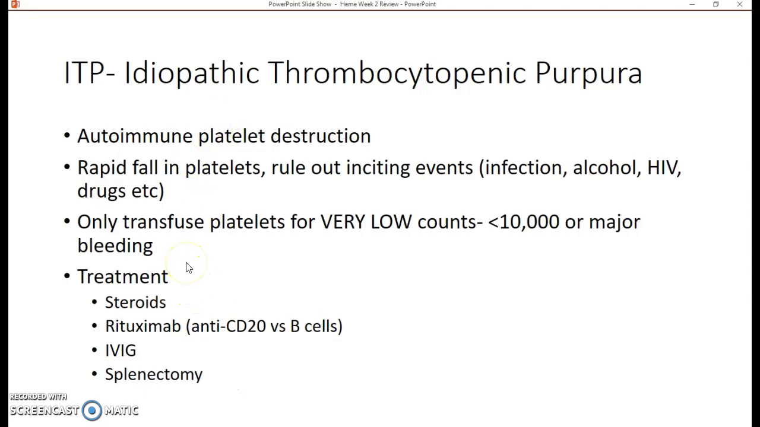You only really treat the thrombocytopenia if the platelets are very low. If you need to do a surgery, say you're splenectomizing them, then you probably want to give some platelets back. But mainly you treat them with steroids and immune modulators like rituximab and IVIG.